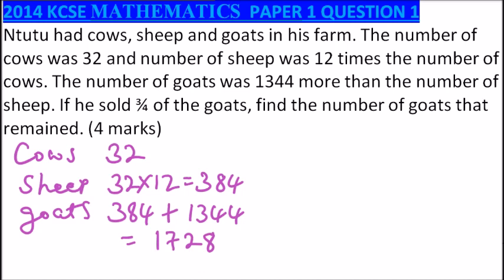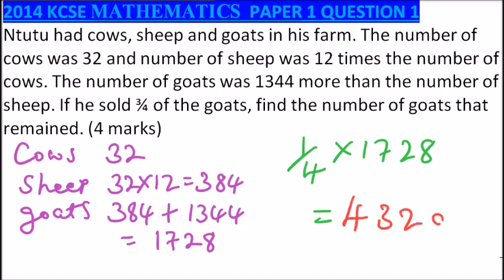After that, we are told he sold 3/4 of the goats. Find the number of goats that remained. If he sold 3/4 of the goats, it means 1/4 was left. So we get 1/4 of 1728, and using your calculator, this is equals to 432 goats. So that's how you work it out, a very simple way.